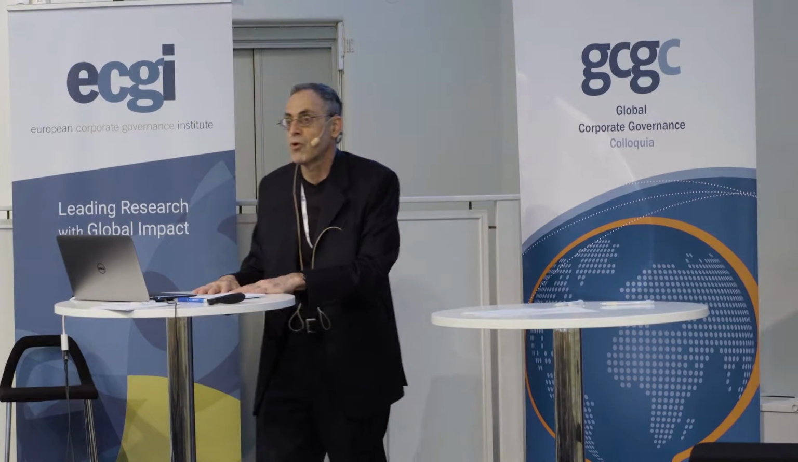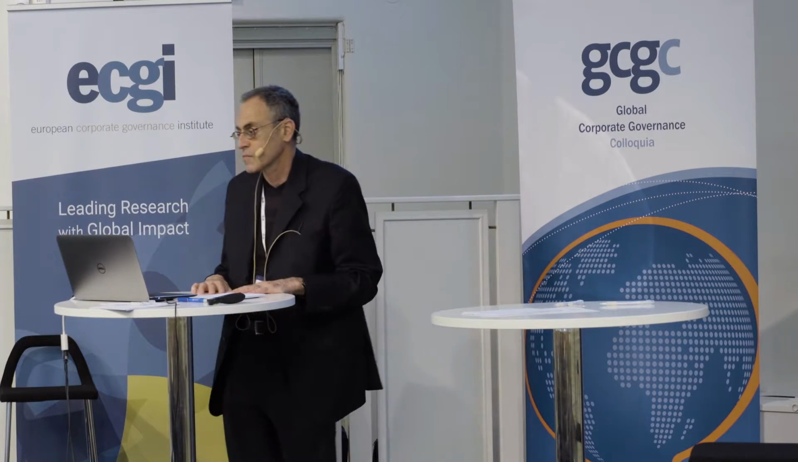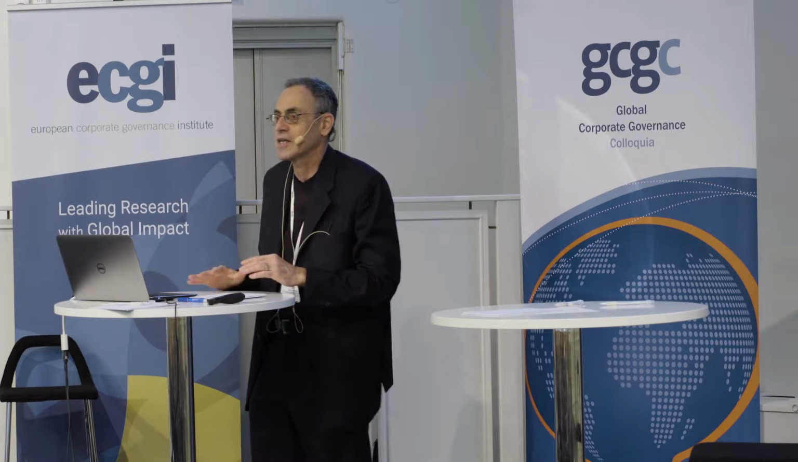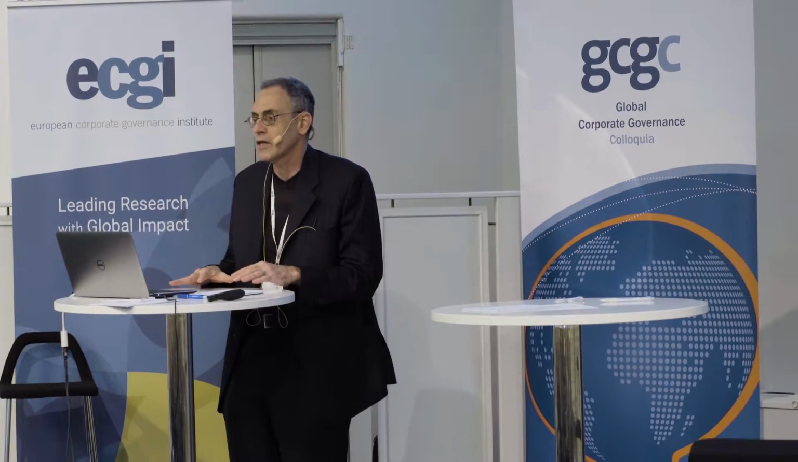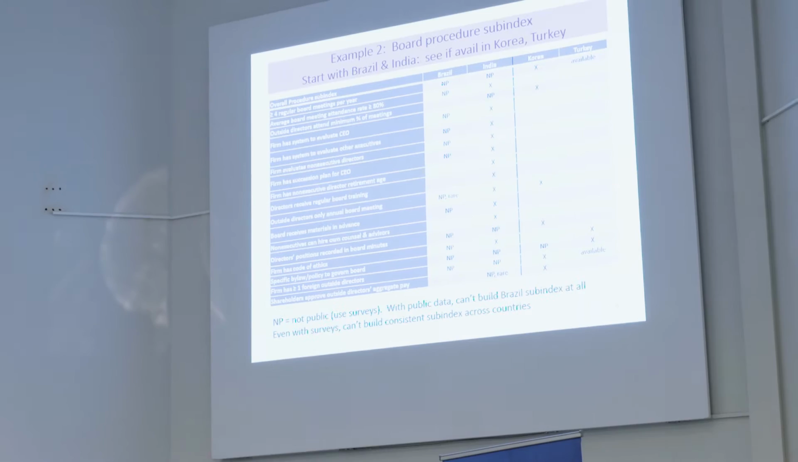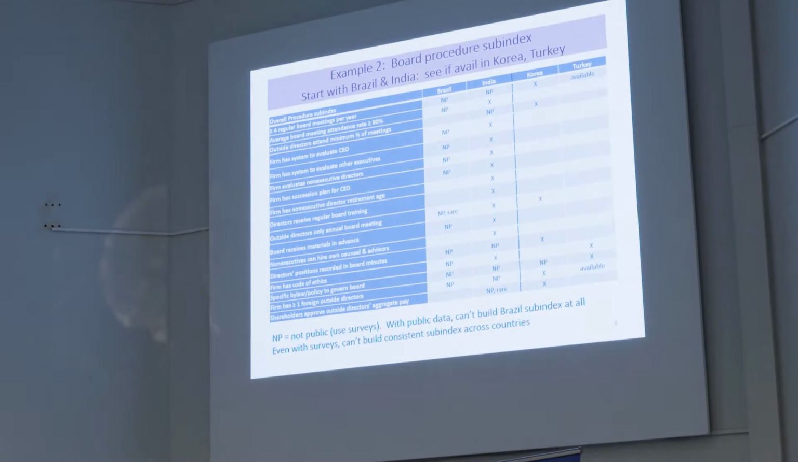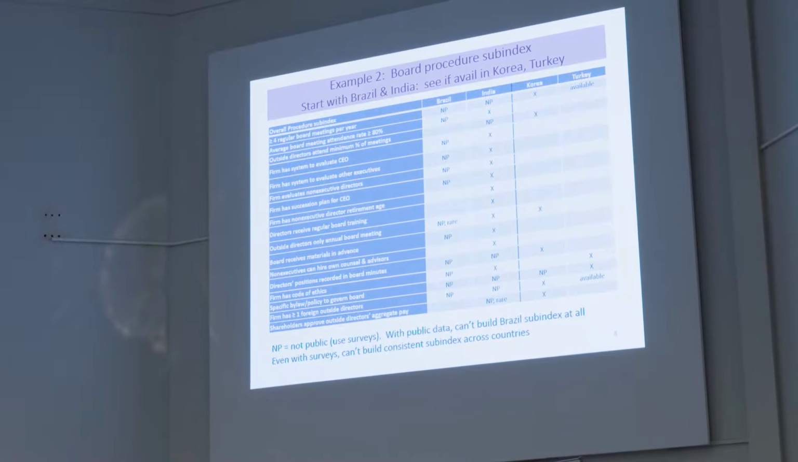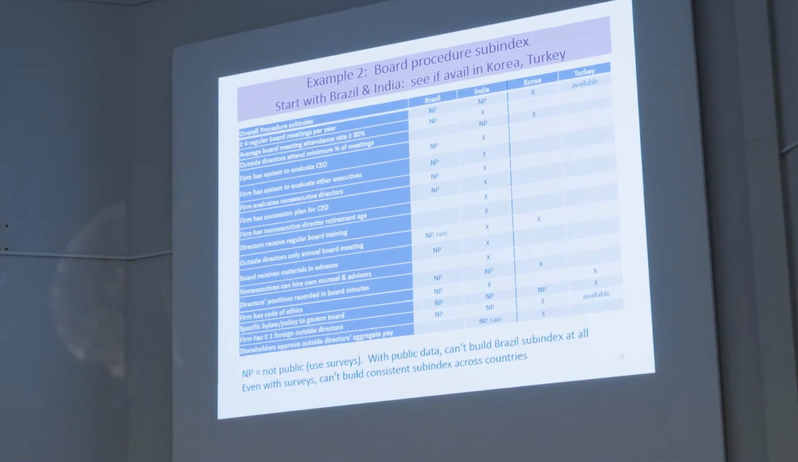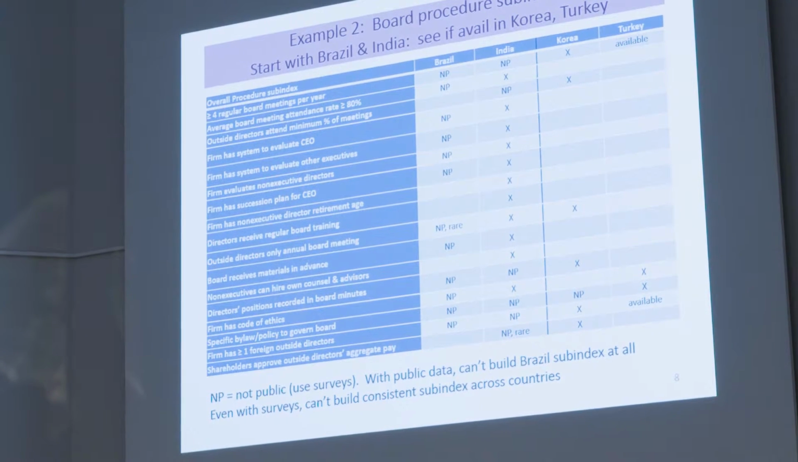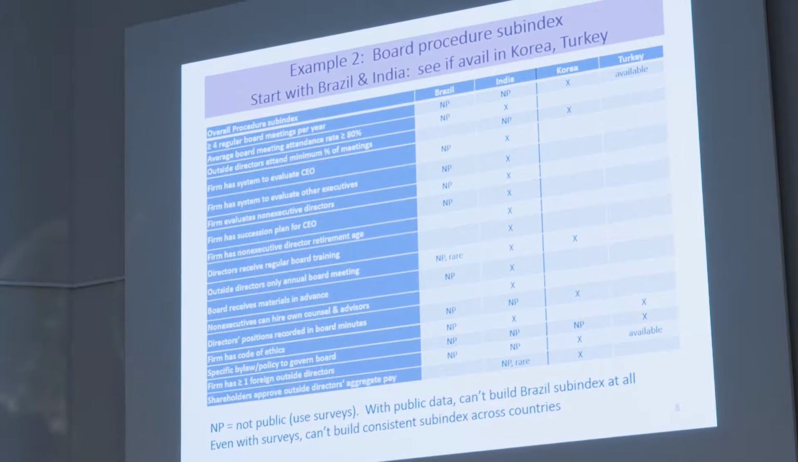Let me look at one more of our 6 sub-indices. So this is for board procedure, and you can't read this. That's fine. You can't read what the elements are. I don't care. The point is, in Brazil and India, where we use our own surveys to try to get at information about board procedure, we get reasonable overlap because the surveys are similar. We can ask similar questions. In India, much of the information is public. That's an X. In Brazil, almost none of it is public. That's an NP for not public.